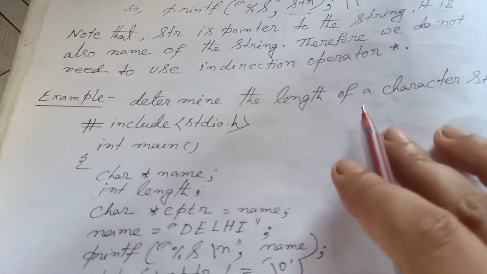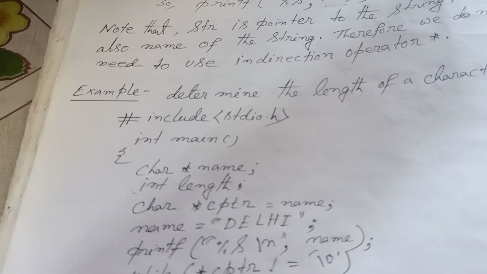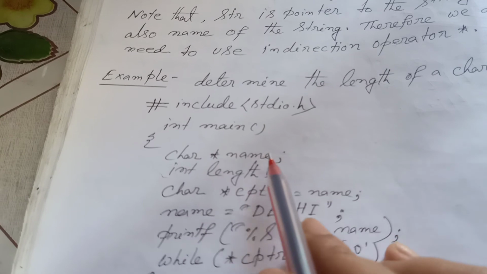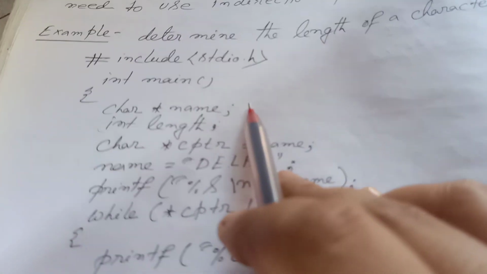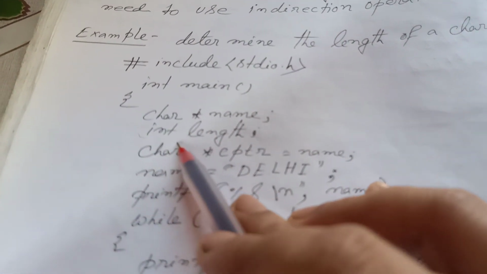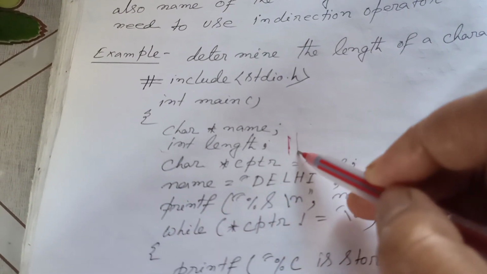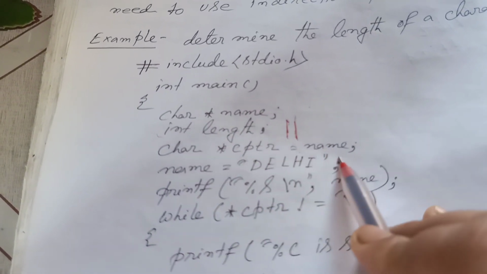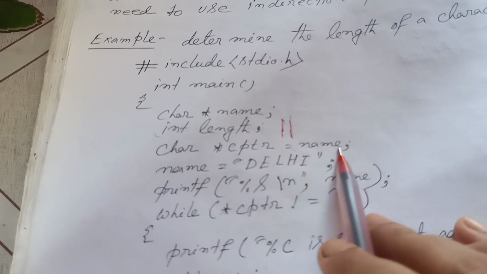Okay. Now let's take an example to make it clear. Determine the length of a character string by using a pointer. So we include stdio.h, the int main function starts, char *name. Name is the pointer variable, of char data type. int length, obviously, to calculate the length it will hold an integer value. Now char *cptr = name. cptr is another pointer variable which holds the name value.